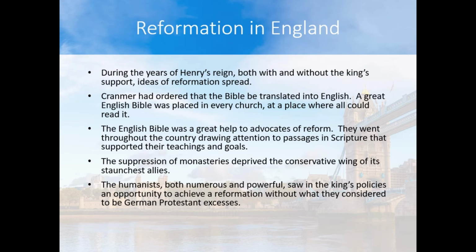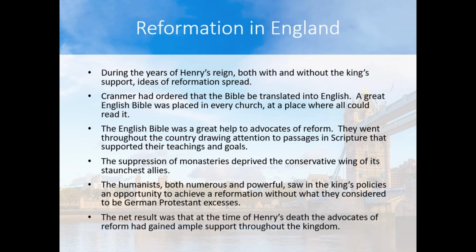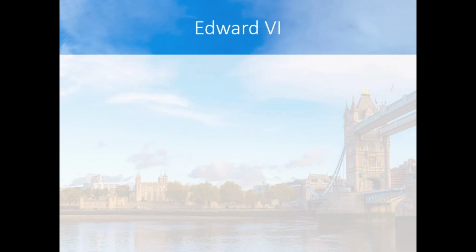And these Humanists, they're about reform now, and they're not necessarily opposed to starting something new, but they don't want to go as far as the German Protestant movement, the Lutherans did. They thought they went too far. They wanted to try to keep things closer to tradition, but yet they still were very much in support of reform, so they're going to help drive this boat as well. The net result was that at the time of Henry's death, the advocates of reform had gained ample support throughout the kingdom. So things are setting up very nicely for the Reformation movement, and they're going to continue to set up under King Henry VIII's heir, and we know that's Edward VI.